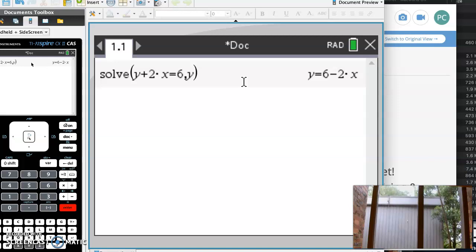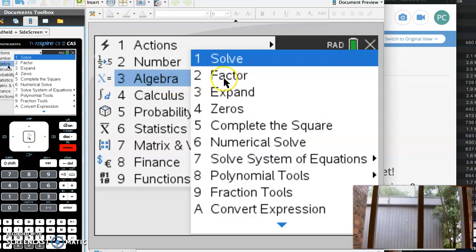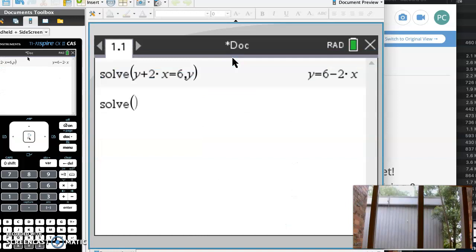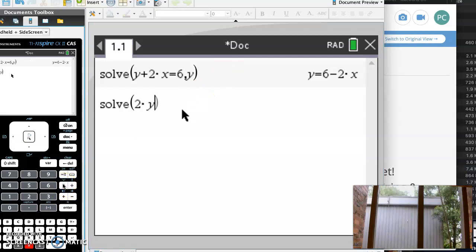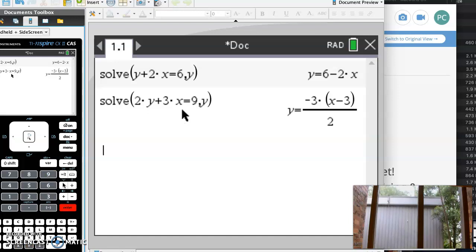I can also do the same for another equation. So let's say I've got another equation which is 2y plus 3x equals 9. So again I go Menu, Algebra, Solve. I put in the equation 2 times y plus 3x equals 9, and I solve that for y again, so it puts it in the form of kind of y equals mx plus c. Now I could graph both of those.